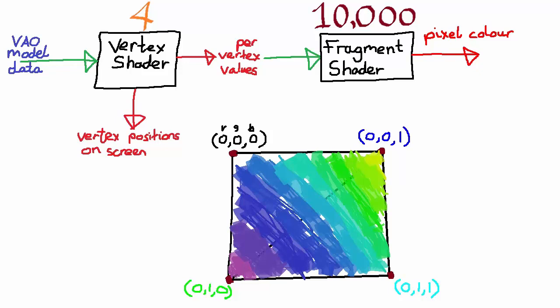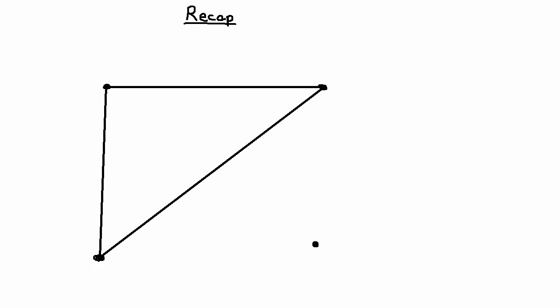So let's quickly recap all that, because if you've never heard of shaders before, that was probably quite a lot to take in. So the vertex shader program is a program that we write, and it's executed once for every vertex in the model that we want to render. It uses data from the model VAO to first determine where on the screen the vertex should be displayed, and then calculates and outputs some per vertex variables.